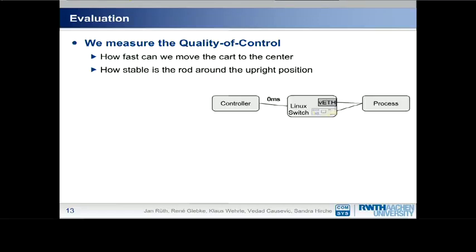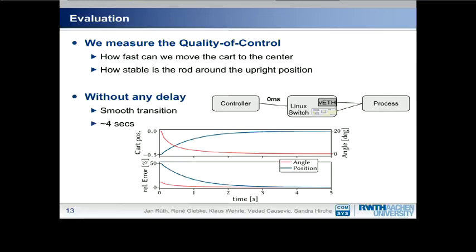For a baseline, we took our setup, we assumed no latency anywhere, and the control is done by the controller. What you can see here is a plot of the position of the cart as well as the angle of the rod. The blue line is the position, and on the top is the absolute position, on the bottom the relative position to its goal. What you can see is a smooth transition, as you saw in the video two slides earlier. After roughly 4 seconds, the cart has moved to its position, and the rod is stable around its upper position. You can see the lines are pretty smooth, so everything is quite nice.